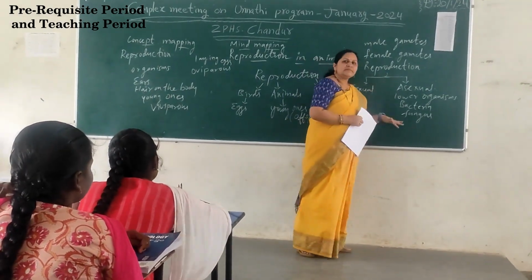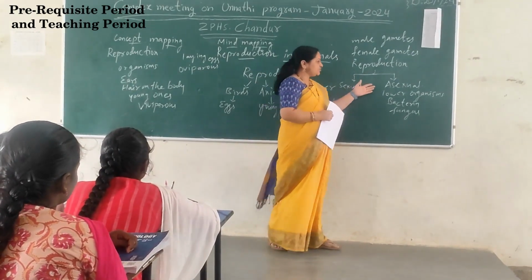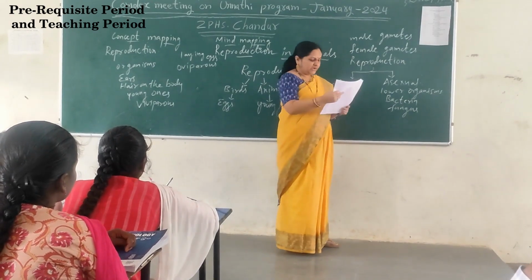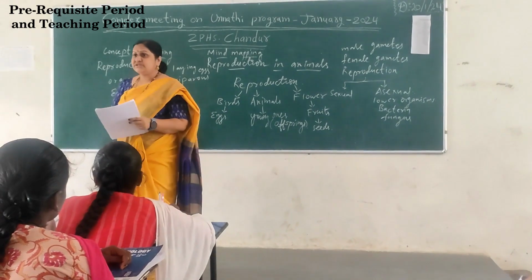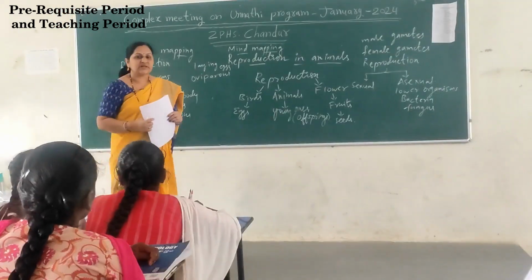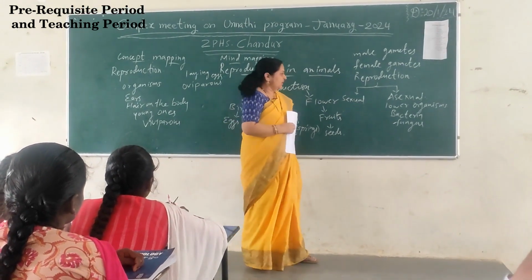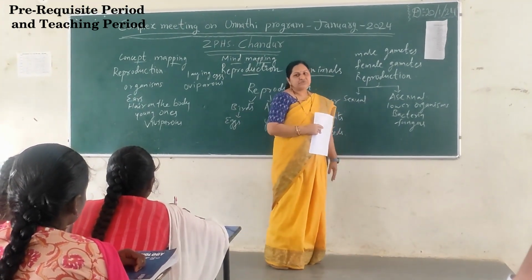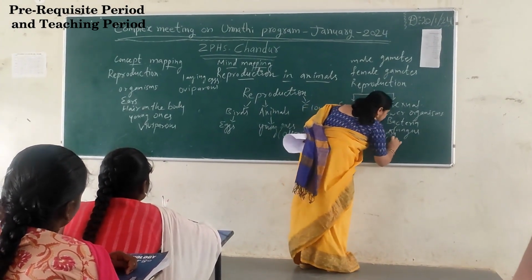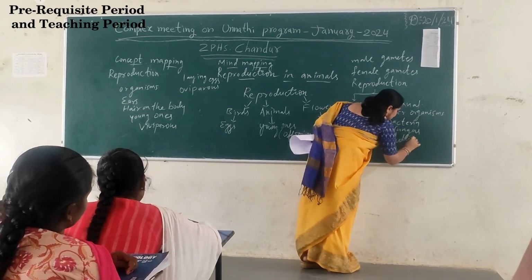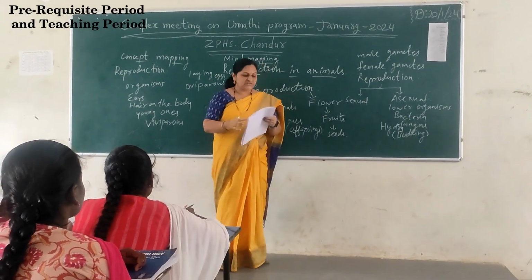Again, in this there are many methods which you are going to learn in your higher classes. Asexual reproduction has different methods: budding, fragmentation, regeneration, parthenogenesis, vegetative propagation. So many methods you are going to learn in your 10th class, but in your 8th class you are learning only about Hydra, in which budding is there. Okay. So, this is about the concept mapping.